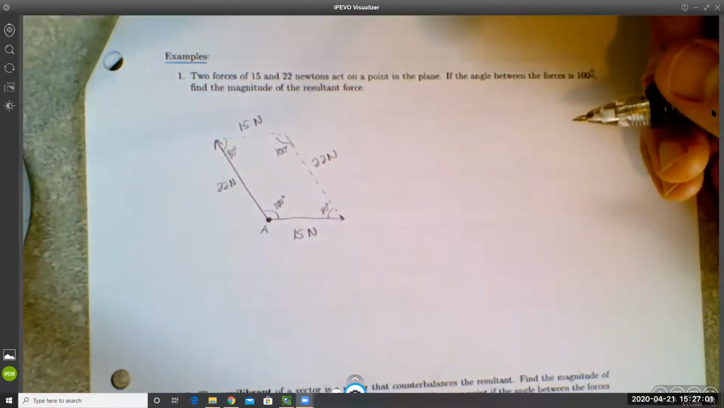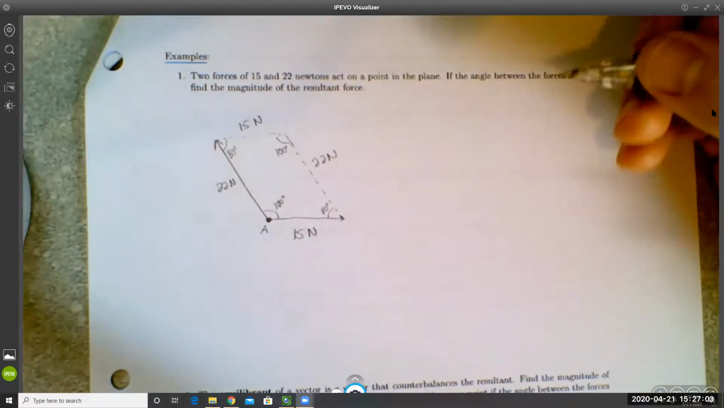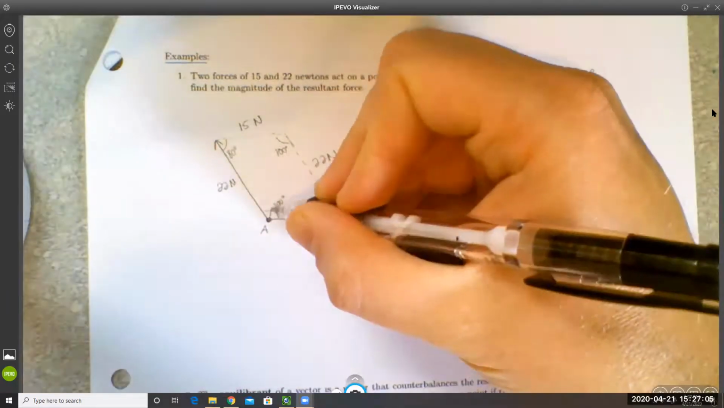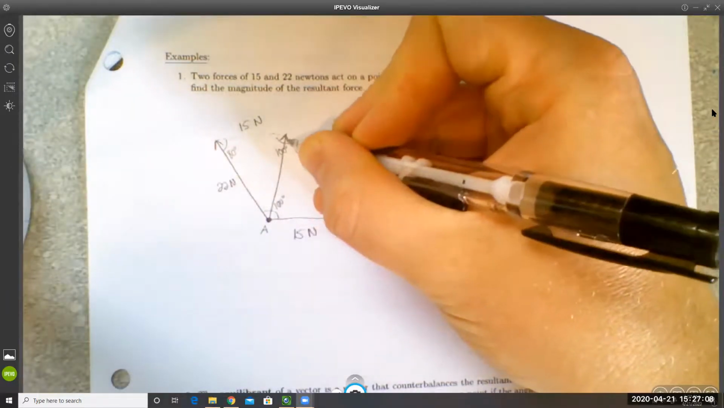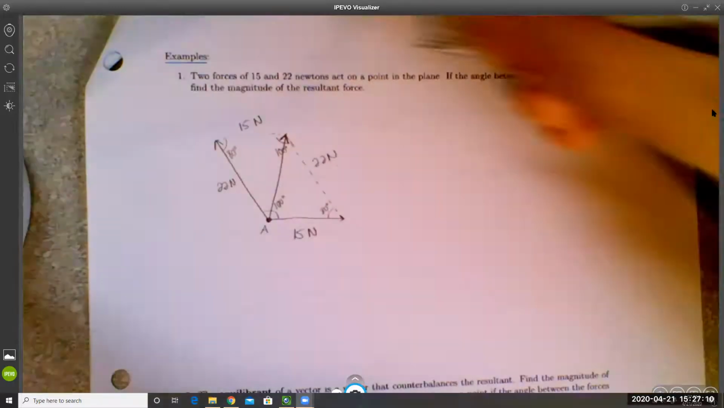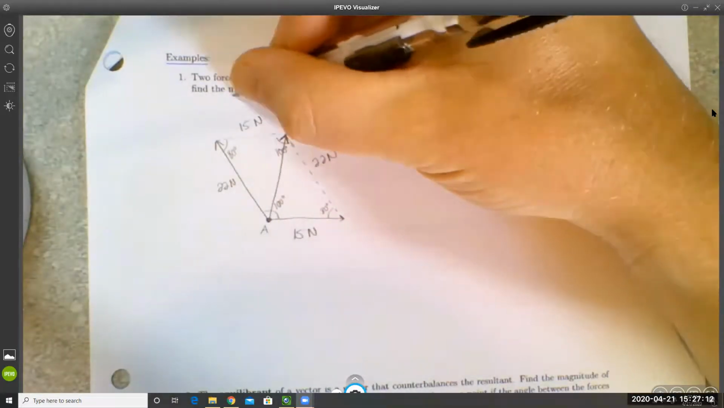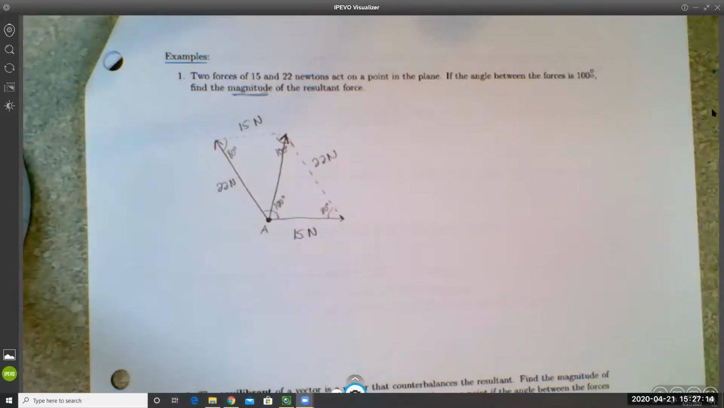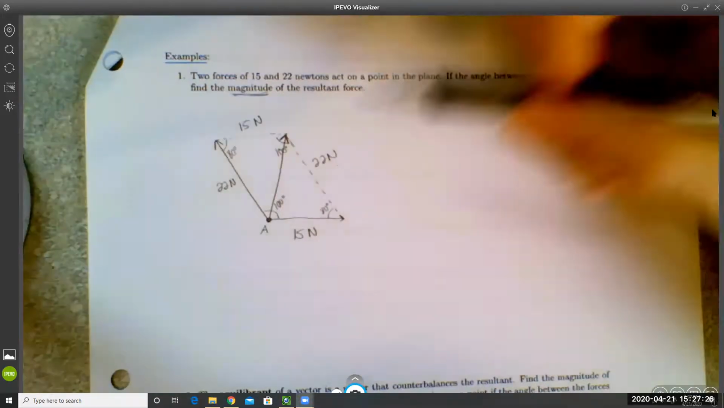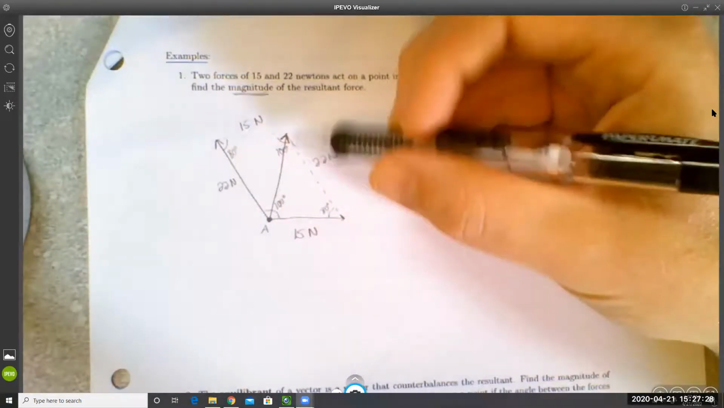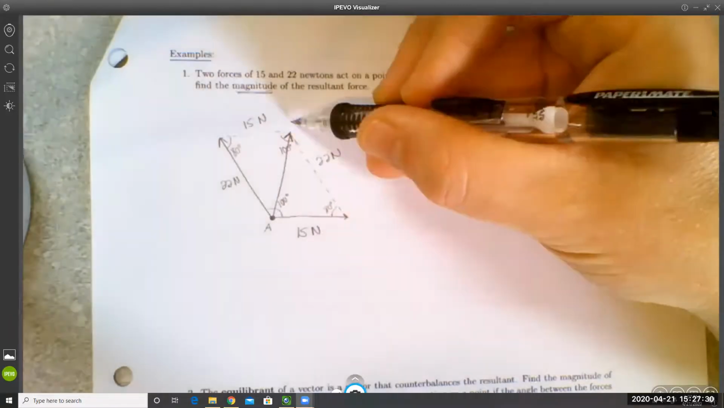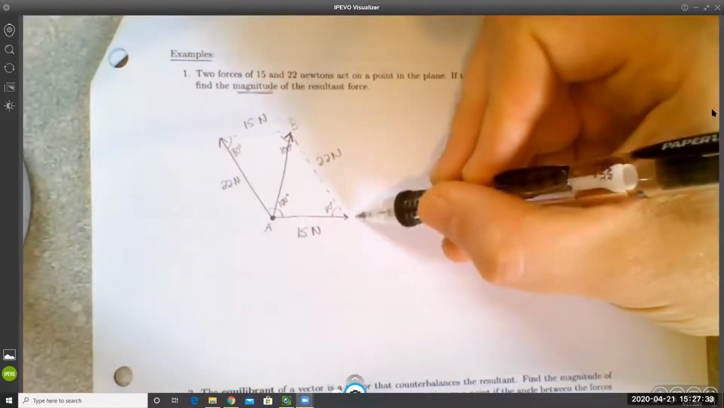Anyway, what is it that I'm trying to find? Well, I'm trying to find the diagonal of this parallelogram. Specifically, I'm trying to find the length of that diagonal, right? Because I want to find the magnitude of the resultant force. Well, I've got a little triangle here. Maybe if I labeled these points, it would be a little easier. So if I call this point B and I call this point C.